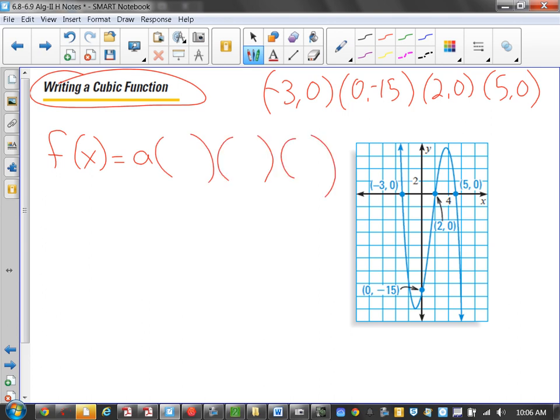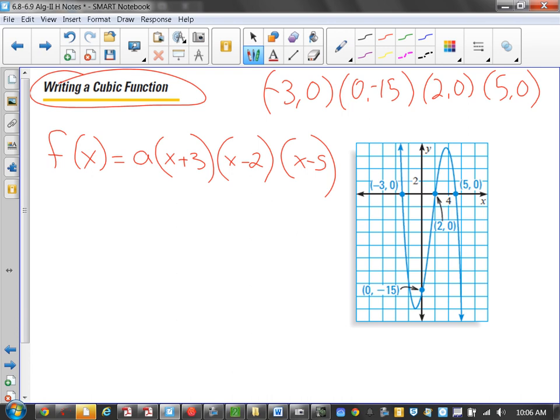In this case, it's telling me I'm going to write a cubic function, so I'm going to have 3 zeros. Everybody okay with that? According to my graph, my zeros are at negative 3, 2, and 5. Also, I can look at that with my ordered pairs. If my zeros are at negative 3, 2, and 5, what are my 3 terms? X plus 3, X minus 2, X minus 5. Everybody okay with that? So now we have to figure out what the value of a is.